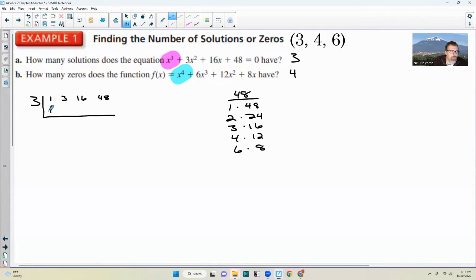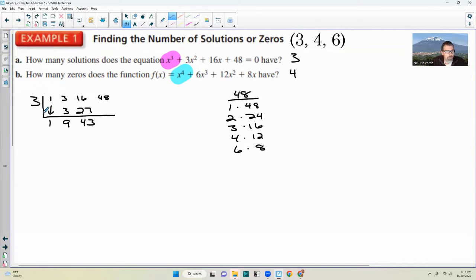You bring down your first term and multiply and put the product here and add. 3 times 9 is 27. 27 plus 16 is 43. And 3 times 43 is definitely not negative 48. So obviously it didn't work. In other words, 129, 9 and 8 is 17, 177. If that is not 0, this is not a factor or a solution.